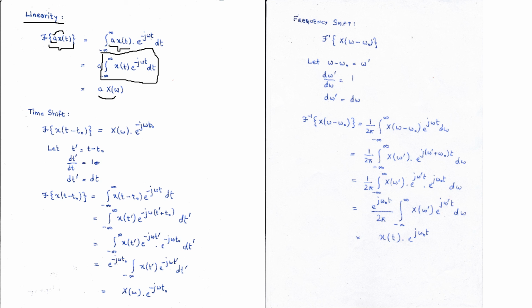Now we move to the time shift property. We want to see that if we shift the signal in time domain, what would happen to its spectrum. This is the final result to which we will move to. Okay, if we have a transform pair which is x(t) and it has a transform pair with X(ω).